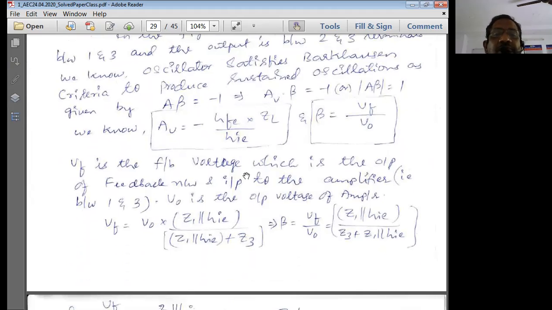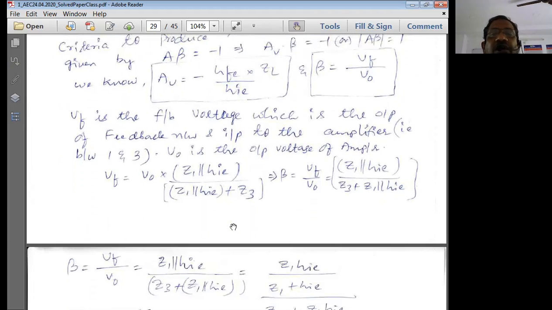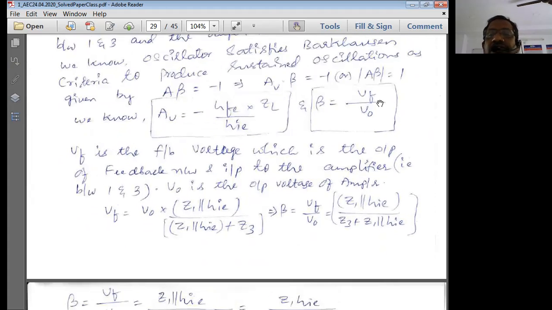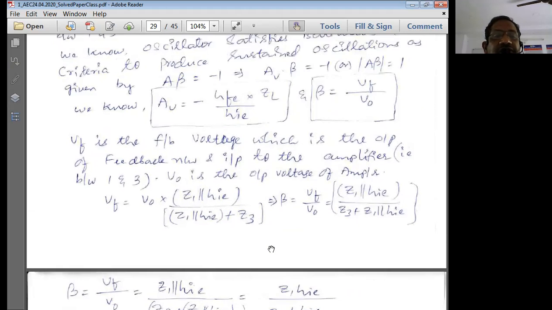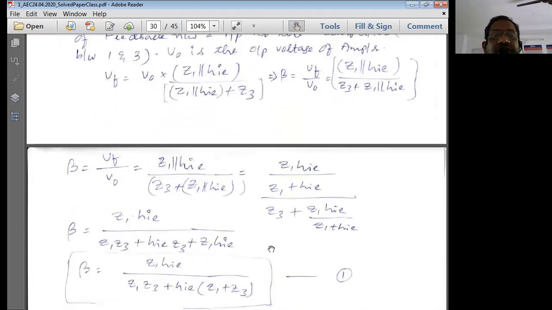So therefore, the gain of the amplifier is going to be treated as a voltage gain, minus hfe by hie into ZL. So this is the gain equation. Now what is VF? VF is nothing but the feedback signal or voltage, which is the output of the feedback network and input to the amplifier. That means this feedback is applied to the input between terminals 1 and 3. And V0 is the output voltage of the amplifier circuit. Now, the last part is, we try to go with this basic relationship. We'll try to solve this entire equation in the next session.